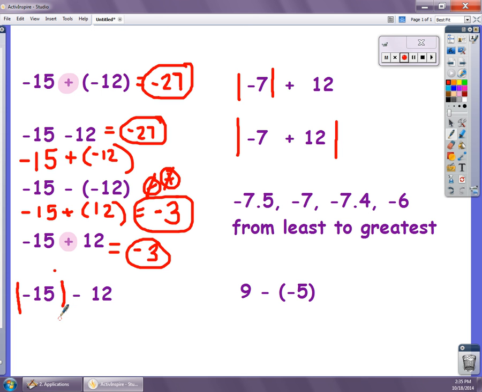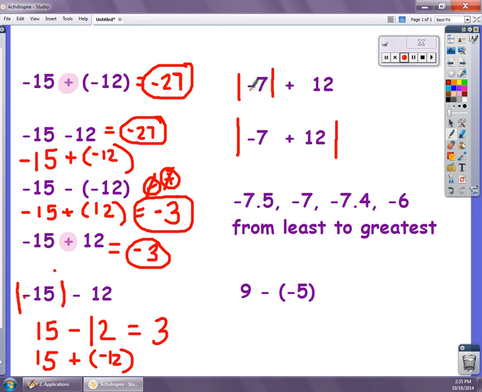Here you have absolute value. Before we do anything, we want to take the absolute value of negative 15. That means how far is negative 15 from 0? Well, it's 15 away. So the absolute value of negative 15 is 15. Bring down the minus 12. Even though it's a subtraction problem, because you're taking a bigger number minus a smaller, 15 minus 12, you know how to do that. That's just equal to 3. If you really wanted to change the problem and make it 15 plus negative 12, you still would end up with a positive 3 answer.